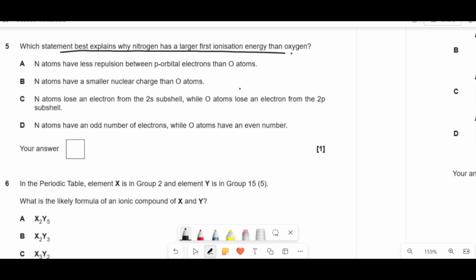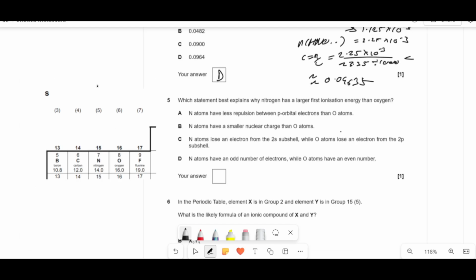Which statement explains why nitrogen has a larger first ionization energy than oxygen? So compare them side by side and see what's up. There's a quick shortcut you can take. Sorry, I've cropped off the rest of the p block, right? Period 1, period 2, period 3. We're looking at nitrogen and oxygen. So that's going to be 1, 2, 3, 4. So it's going to be 2p3, 2p4.